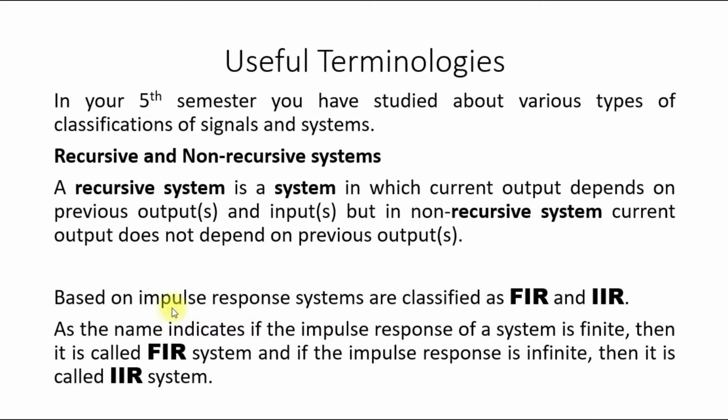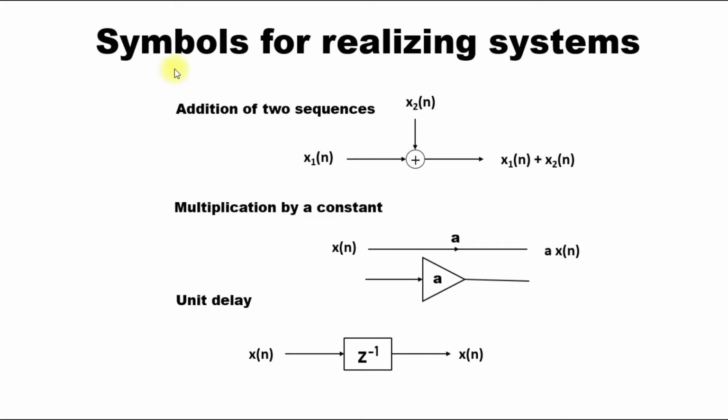Another classification is FIR and IIR systems, which is based on the impulse response of the system. As the name indicates, if the impulse response of a system is finite, then it is an FIR system, and if the impulse response is infinite, then it is called an infinite impulse response or IIR system. IIR systems can be realized in practice in a recursive manner, that is, by providing a feedback from the output to the input.